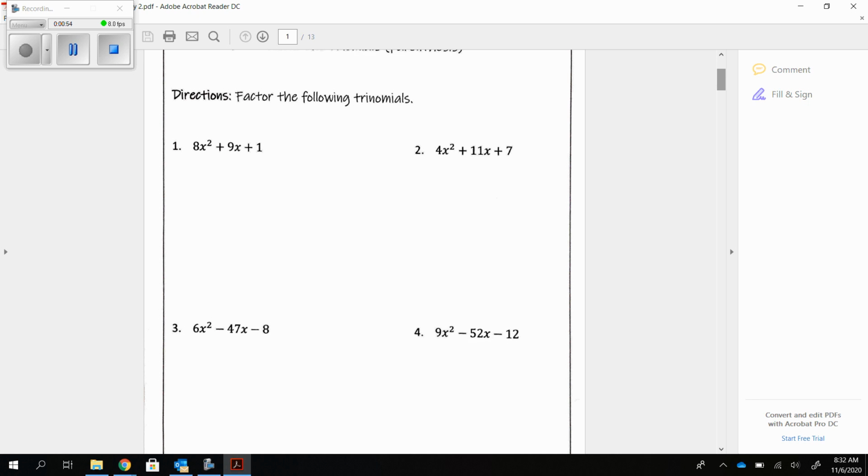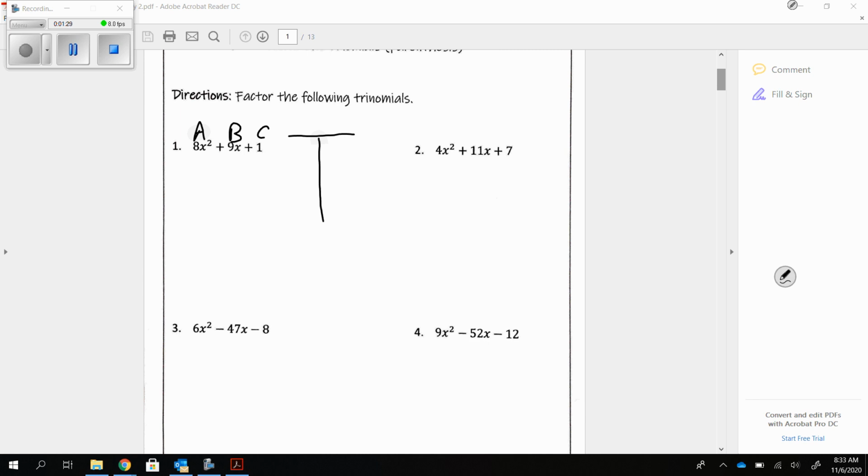All right, so we have number one, 8x squared plus 9x plus 1. Obviously, a is greater than 1. Okay, first thing we do, label a, b, and c. All right, and then step 2, find the two factors that add to b and multiply to ac. So you can make a little chart. So we need to find two factors that add to b and multiply to ac.